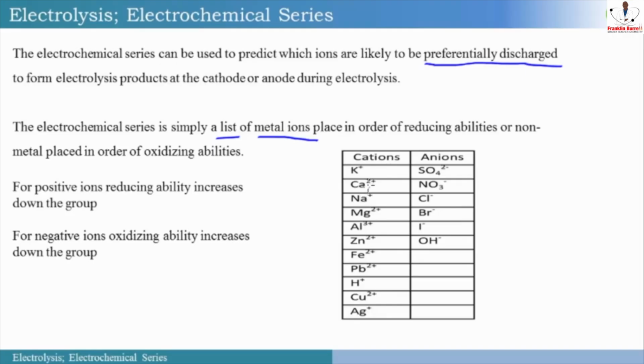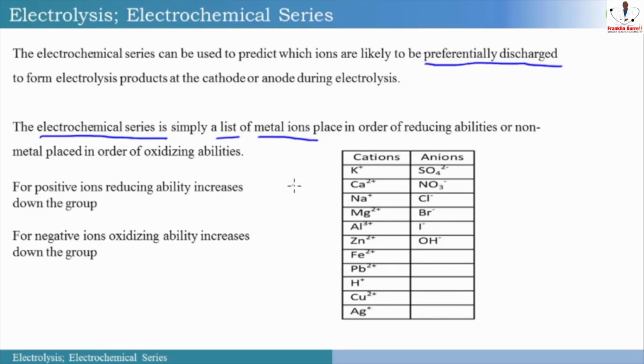The reactivity series is a list of metals placed in order of reactivity, having the most reactive metals at the top and the least reactive at the bottom of the series. That is not to be confused with the electrochemical series. The electrochemical series now is a list of metal ions as well as non-metal anions. So we have metal ions and non-metal ions, and they are placed in order of reducing and oxidizing ability.